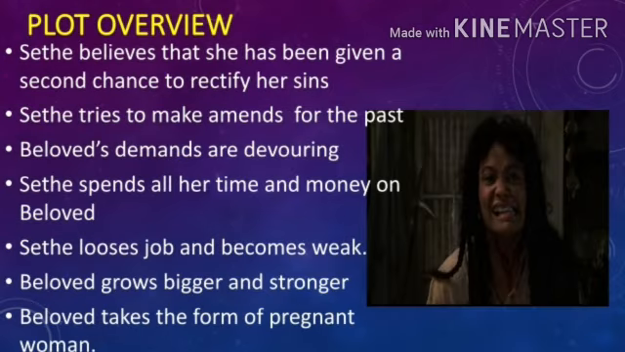Sethe, on discovering Beloved's identity, believes she has been given a second chance to rectify her sin of killing her daughter. She tries to make amends for the past, but the girl's needs are devouring, that is, eating greedily. Sethe begins to spend all her time and money on Beloved, to the point that Sethe loses her job. Sethe hardly eats and becomes weaker. On the other hand, Beloved grows bigger and bigger, eventually taking the form of a pregnant woman.